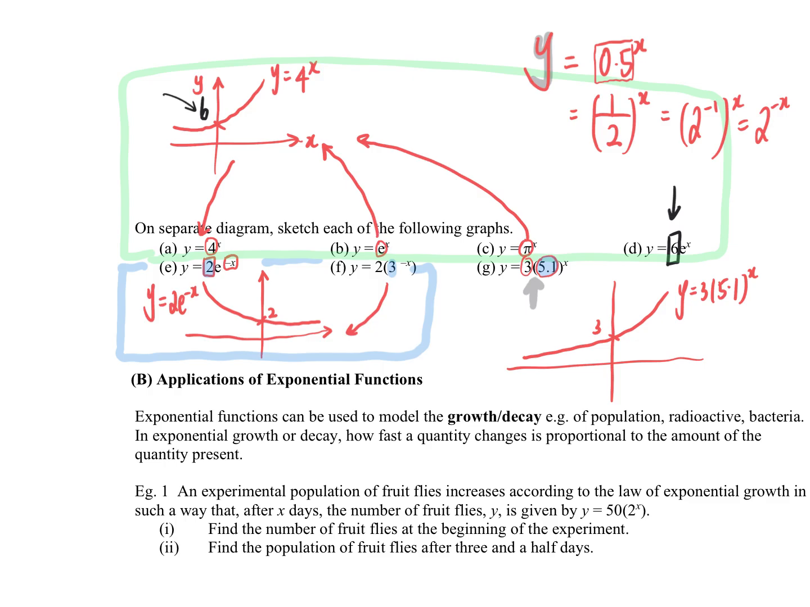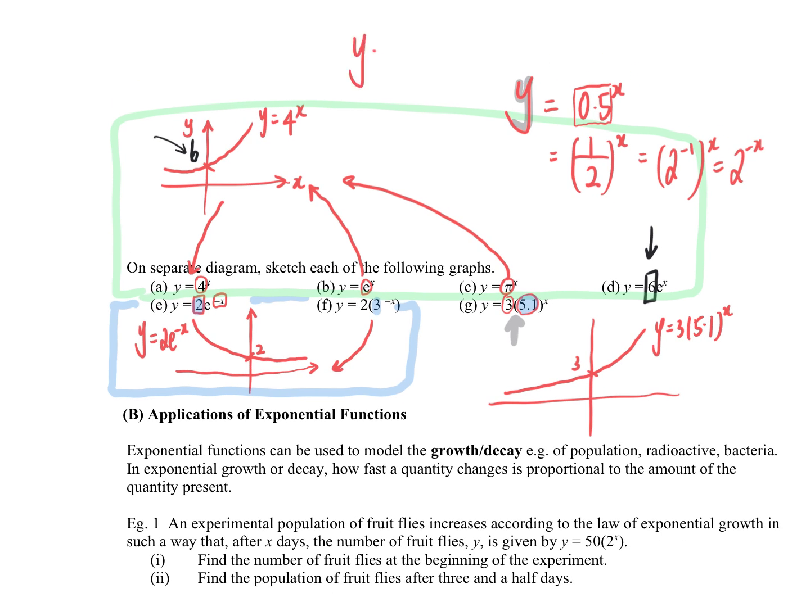What if it's 1? 1, no graph already. It's just a horizontal line. If it's exactly 1, 1 to the power of x is still 1. So the line you draw is just a horizontal line at 1. So it's either greater than 1 or less than 1. Okay? These two types of graph only for exponential.